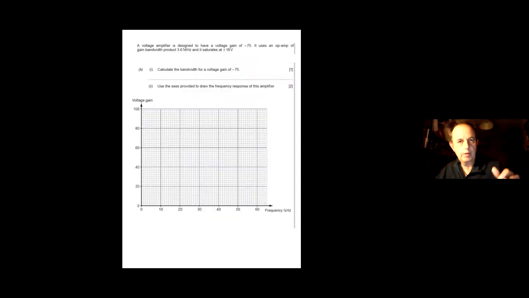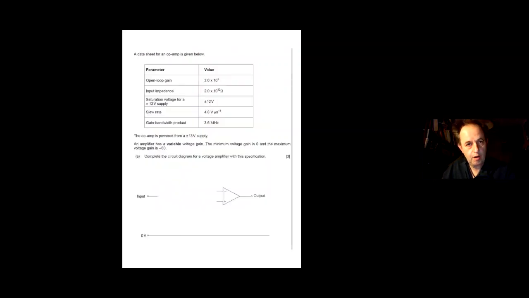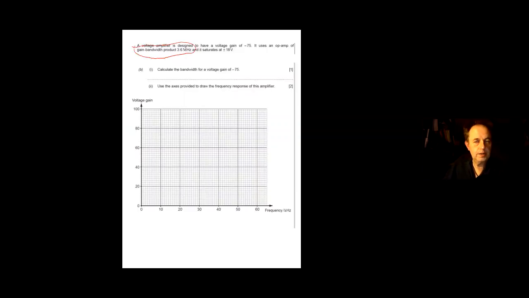Okay, so here's an example for one. And all op-amps have something called a gain bandwidth product, right? It'll be quoted in a data sheet or in a table. Got an example here of a data sheet for an op-amp. So you've got this thing called the gain bandwidth product, right? When they're made, they test them and they will tell you. So gain times the bandwidth will give you 3.6 megahertz.